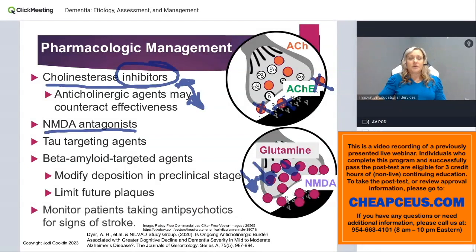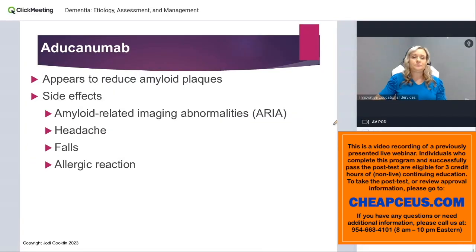They're coming up with other medications, looking at amyloid agents, other specific tau agents. What I do want to emphasize is that the FDA does have a black box warning out there that patients who are taking antipsychotics with these different medications have an increased risk of stroke. So we do want to educate them and monitor them for those signs of a potential stroke.